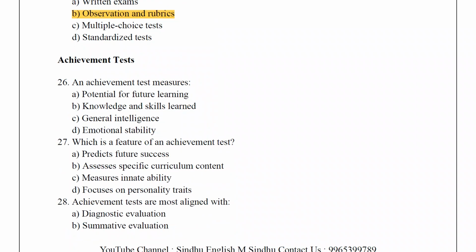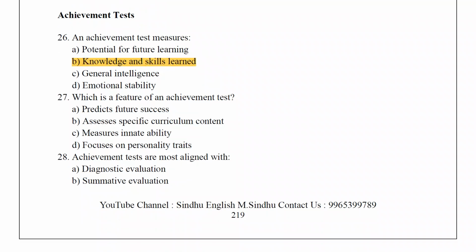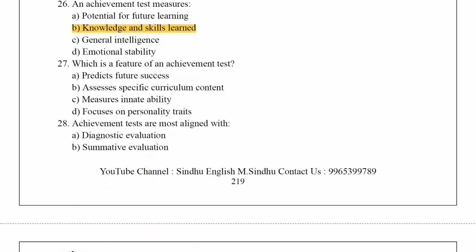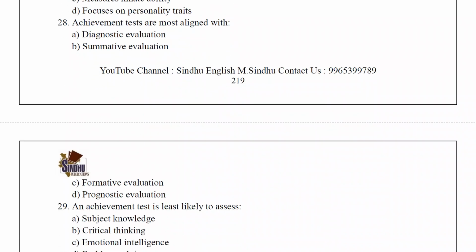Next topic, achievement test. An achievement test measures knowledge and skills learned. Which is a feature of an achievement test? Assesses specific curriculum content. Achievement tests are most aligned with summative evaluation.